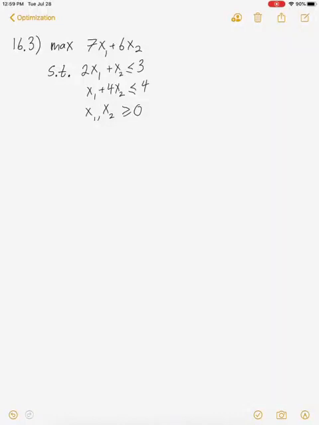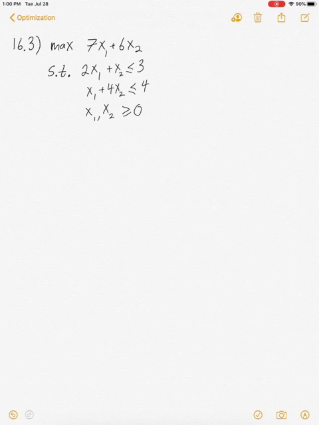So next up, I'd like to work through example 16.3 in the textbook. This problem is to maximize 7x1 plus 6x2 subject to these inequality constraints. And again, x1 and x2 are both non-negative. So this example I want to do with the tableau method, which is really the same thing as before, but it just saves on some computational costs.